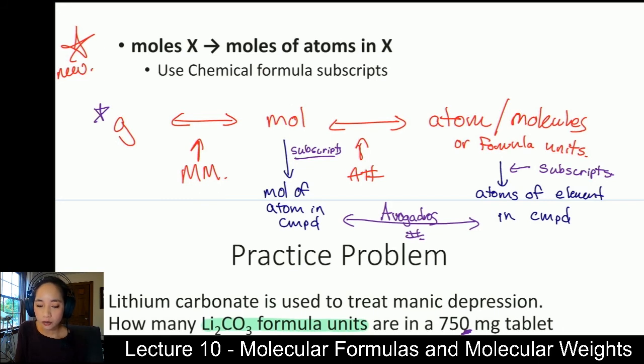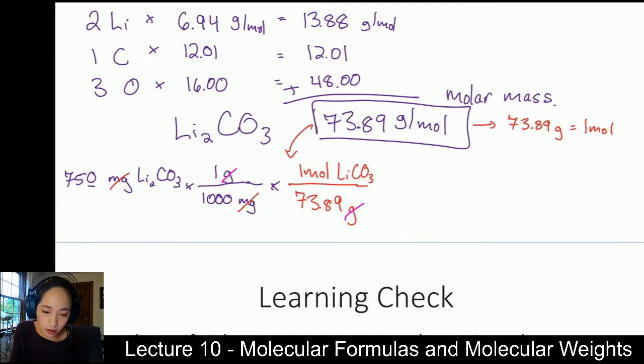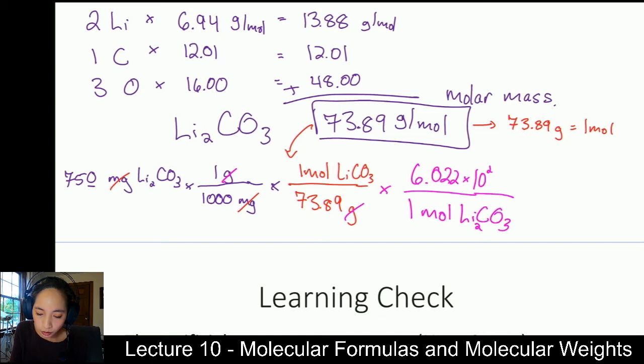Now we need to get from moles to formula units. We need to use Avogadro's number. Go back down here. So 1 mole of lithium carbonate is up top, so I want to put 1 mole on the bottom. And Avogadro's number is 6.022 times 10 to the 23 formula units of lithium carbonate.